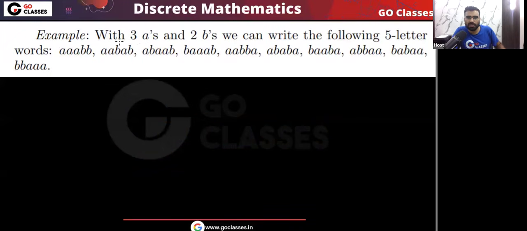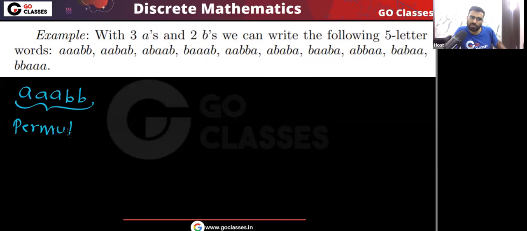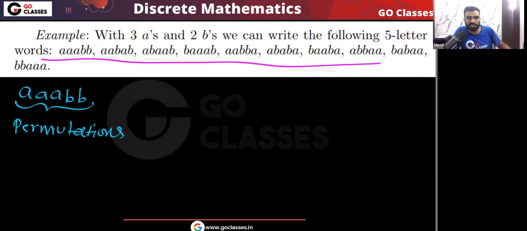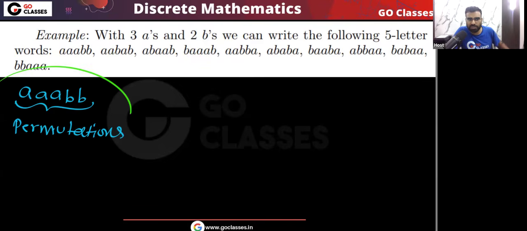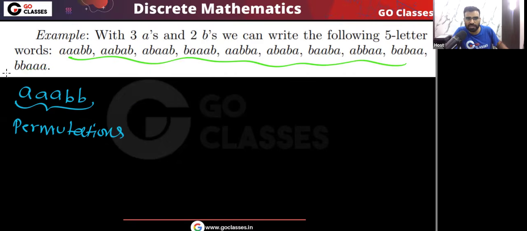Let's solve this question. There are 3A and 2B. How many arrangements, how many permutations can we create? We want to make permutations of this. You can see on your screen, these are all the permutations that are possible. For example, we can create this permutation AAABB, or AABAB, or ABABA, or BAAAB, or ABBAA, and so on. Now let's count how many permutations there are without writing all of them.